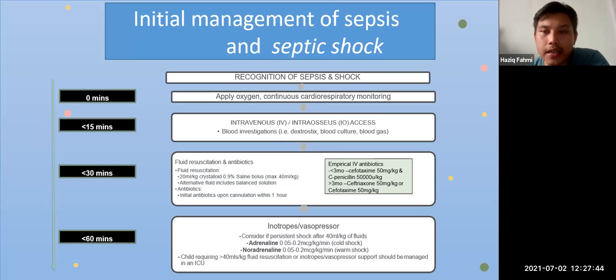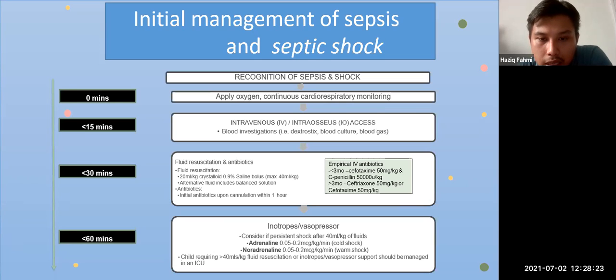So for initial management of sepsis and septic shock, the first hour is very important. So first, recognition of sepsis and septic shock. After that, apply oxygen and continuous cardiorespiratory monitoring. And next, intravenous or intraosseous access for blood investigation, for example, as I have mentioned earlier, as well as IV line for treatment, which includes fluid resuscitation and antibiotics. So for fluid resuscitation, we may give 20 ml per kilo of crystalloid, for example, 0.9% saline bolus. So the maximum is 40 ml per kilo.